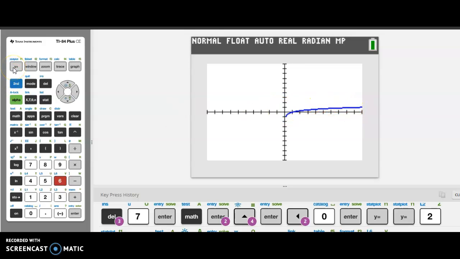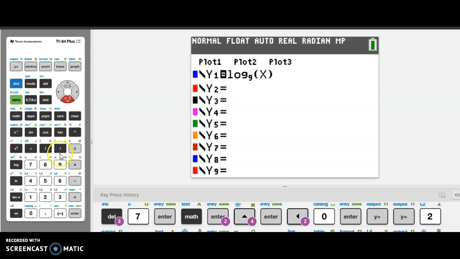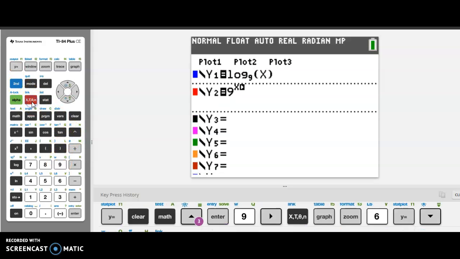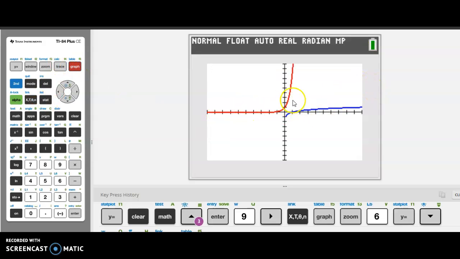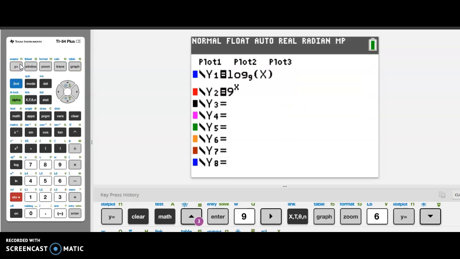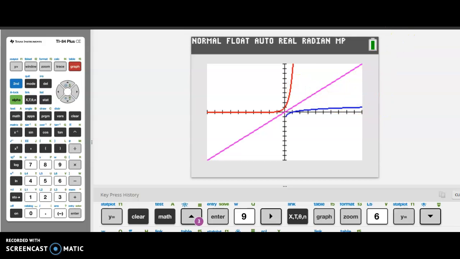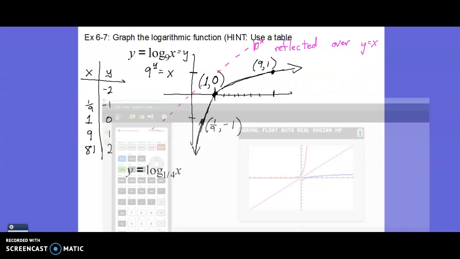The other piece I left you off with in the first video is that it was the inverse of 9 to the x power. So if I look at the graph of that, what you should identify is that these two functions are inverses of each other, and that they're reflected over that diagonal line, y equals x. So you can see that they're reflected over that line, which is all things that we've discussed.